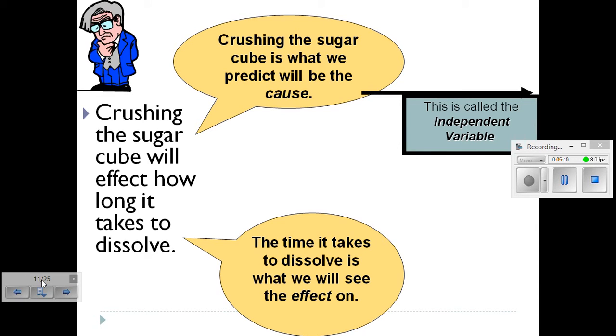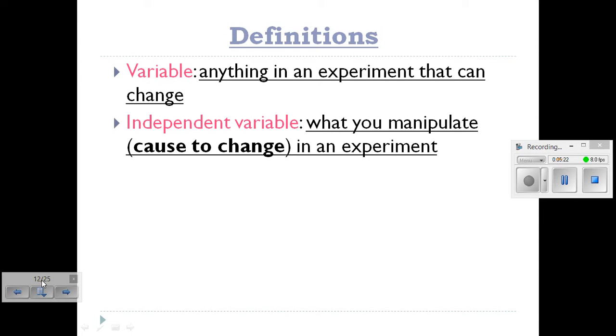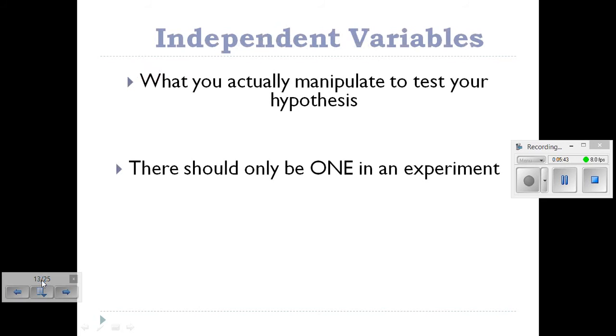The prediction would be called the independent variable. And the other one would be called the dependent variable. So once again, a variable is anything in an experiment that can change. Now, an independent variable is what you can manipulate or cause to change an experiment. The key word in the independent variable is cause to change. Now let's talk more about this independent variable. They are what you actually manipulate to test your hypothesis. There should only be one in an experiment.